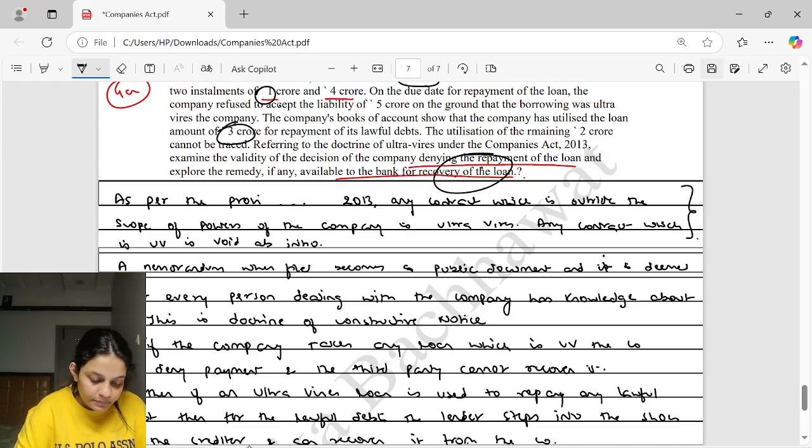Did you get it? Yes, yes, yes, absolutely. Then it would be a dormant company, right?